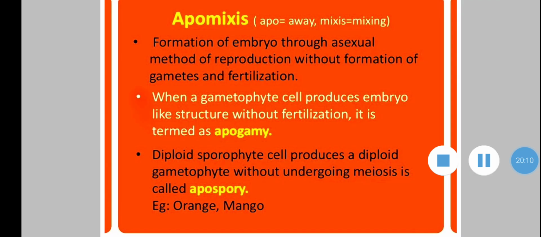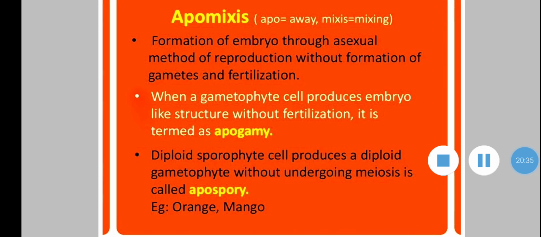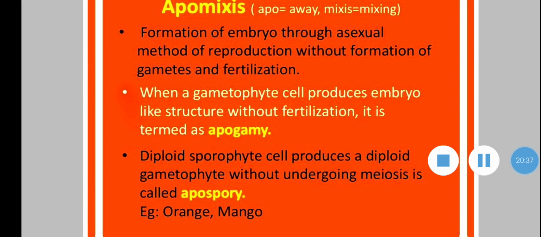Next is apomixis. Apo means away and mixis means mixing. It is the formation of an embryo through an asexual method of reproduction without formation of gametes and fertilization. So apomixis is exactly opposite of amphimixis. In amphimixis, there is union of male and female gametes, while in apomixis there is no formation of male and female gametes. So it is formation of embryo without formation of gametes.